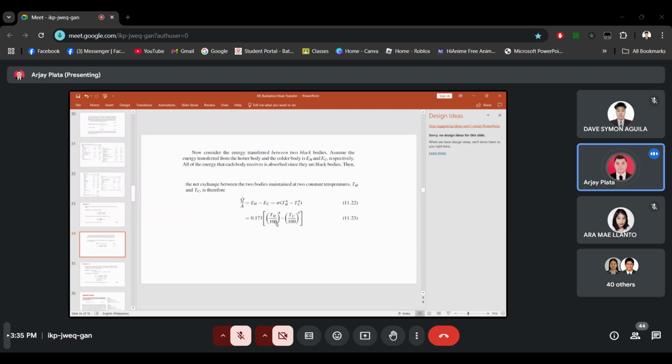This is a simplified equation because they are already considering, I think this is a simpler version. So 0.173 to get the value of Q. So we have Q over A equals 0.173 times Th over 100 raised to the fourth minus Tc over 100 raised to the fourth.